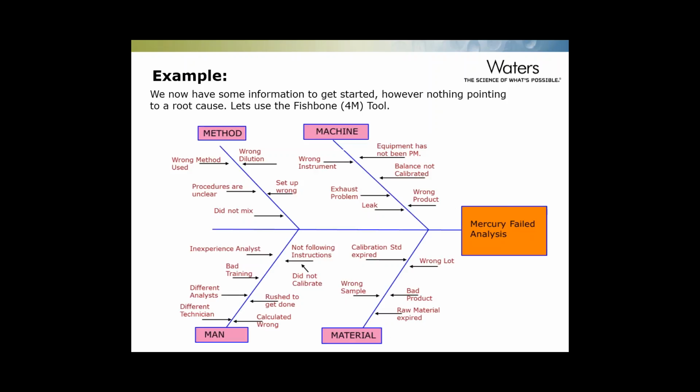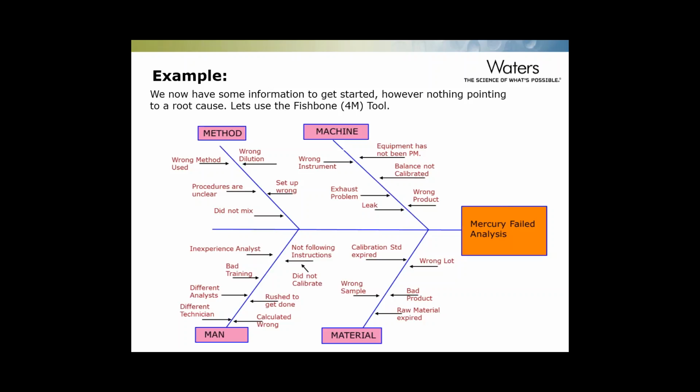Let's get our subject matter experts. Let's get our technician. Let's get our analyst in the room, maybe another individual, and sit down. And I would go to the Fishbone, the 4M. I would sit down there, and our problem is our mercury failed analysis. All right. So what were the possible causes?